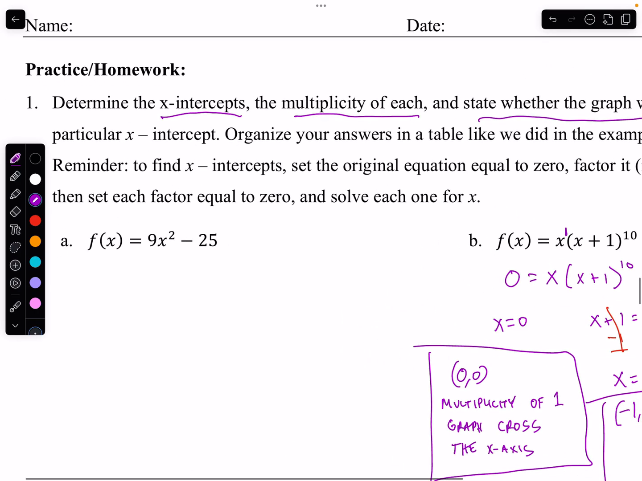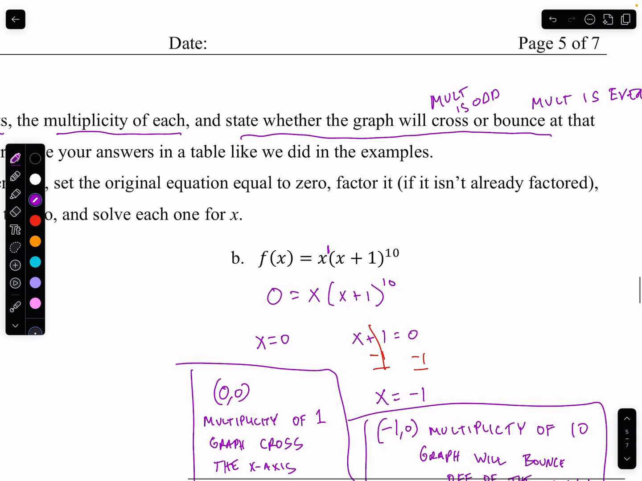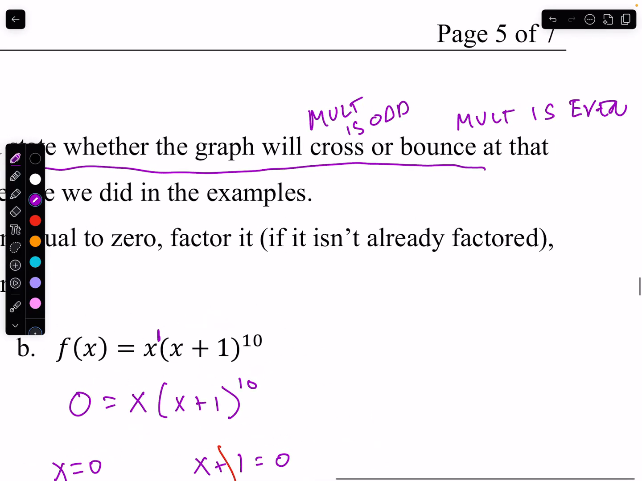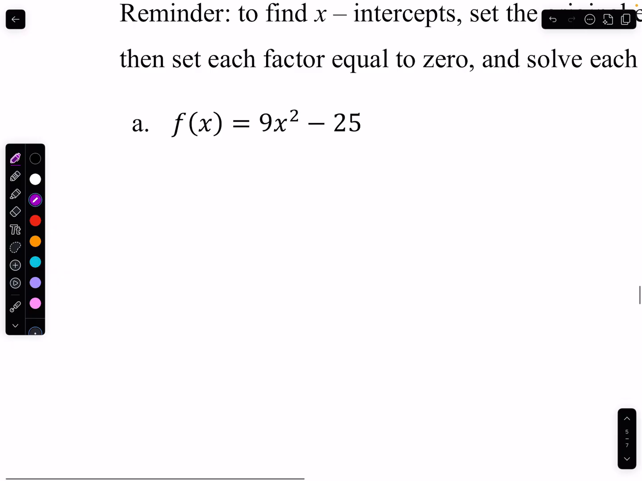For part A, we're going to determine the x-intercepts, the multiplicity of each, and state whether the graph will cross or bounce. Remember, the graph will cross if the multiplicity of the 0 is odd, and the graph will bounce off the x-axis if the multiplicity is even. So for A, we're going to set y equal to 0 and solve for x.